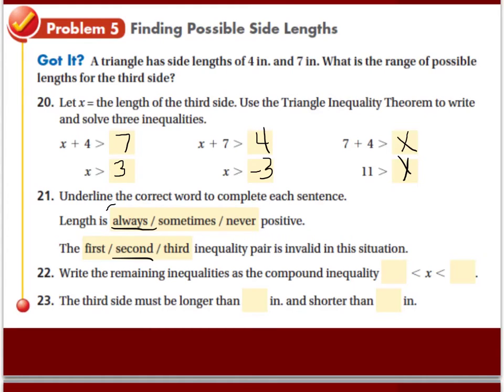So we write the remaining inequalities as a compound inequality. So x is greater than 3, so 3 is less than x, which is less than 11. The third side must be longer than 3 inches and shorter than 11 inches. And that's how you determine the possible side lengths of the third side of a triangle once you're given two other side lengths. So you set up the inequalities, you solve the inequalities, you write the compound inequality that tells you how long and how short the other side must be.